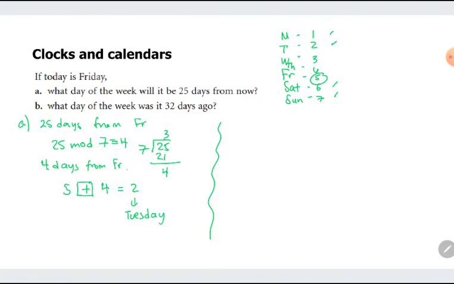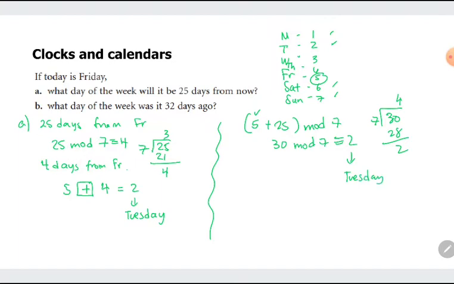Now, using the other process, you already add the 5 to 25, since 5 signifies Friday, and solve in modulo 7 arithmetic. So this will be 30. So mod 7, 30 divided by 7. 7 times 4 is 28. Remainder 2. Now you will be getting 2 or Tuesday. Tuesday ang answer dito.